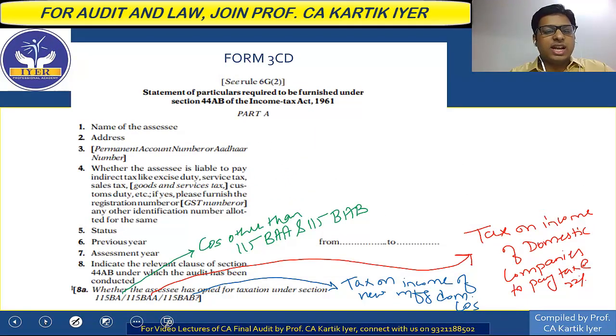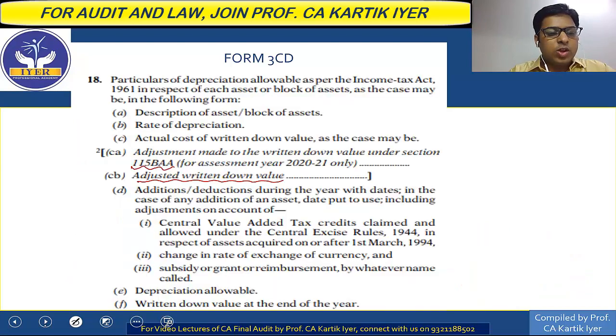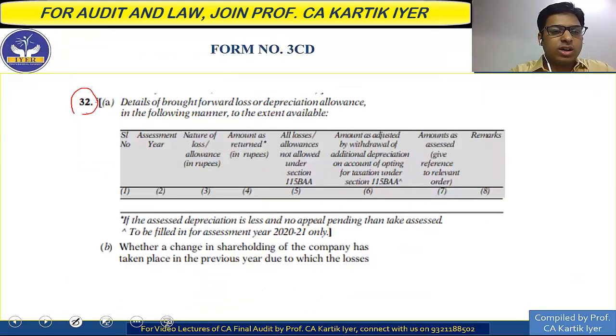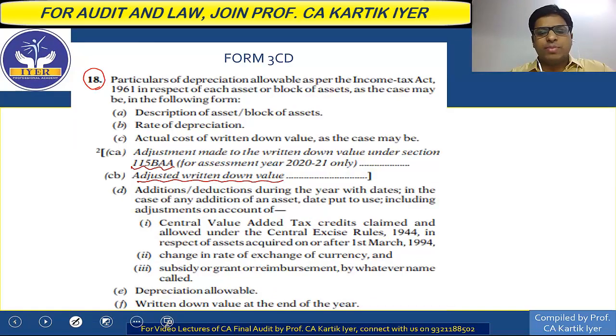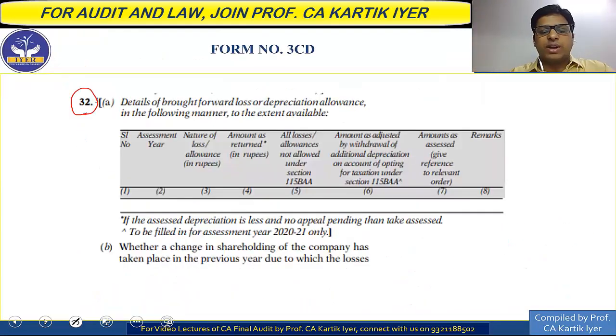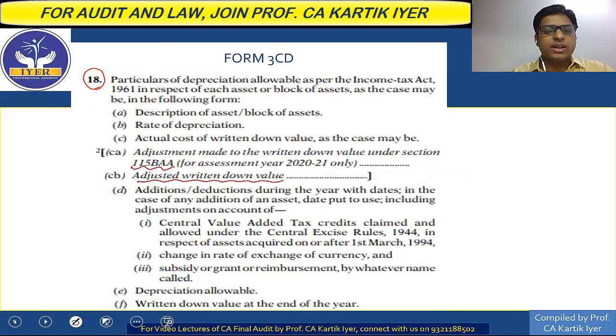Now in Form 3CD, there are basically changes in three main clauses. That is basically 8A. You will see clause number 18 here, and you will see one more clause, that is clause number 32 here. Okay. And not major big changes. In fact, 8A and 18 are somewhat connected only. And there is a separate 32. In 32 also, there is a simple change. Okay. So let's see that.